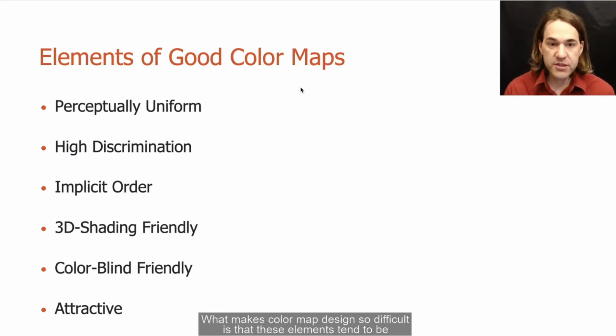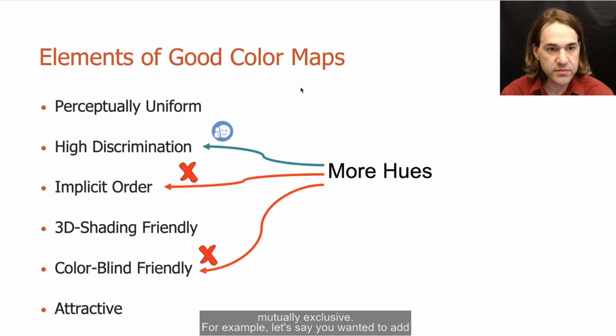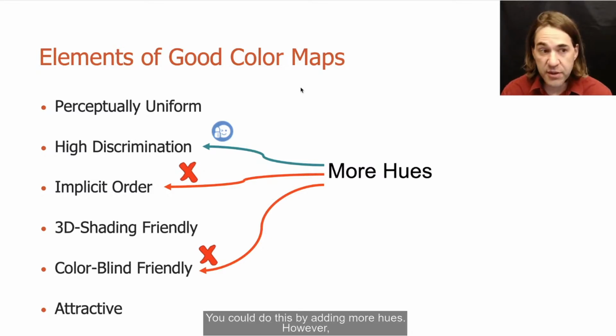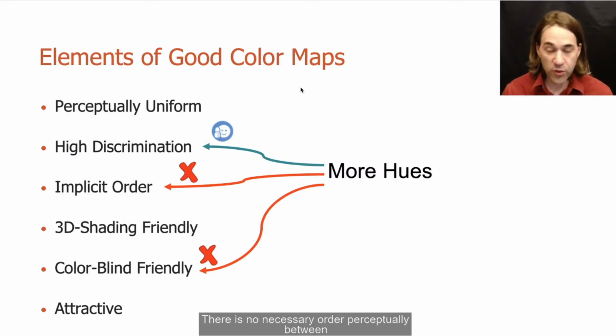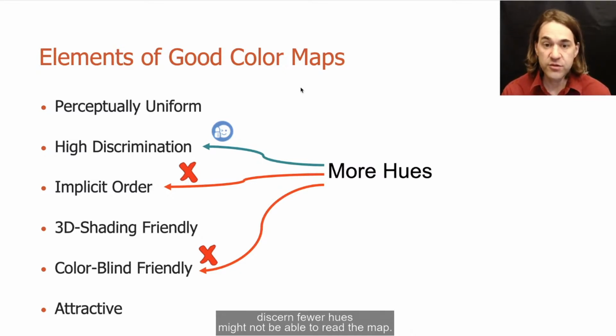What makes color map design so difficult is that these elements tend to be mutually exclusive. For example, let's say you wanted to add more discrimination to your color map to see finer features. You could do this by adding more hues. However, this tends to reduce the implicit ordering since hues don't order well. There's no necessary order perceptually between, say, red and yellow. It also means that colorblind people who discern fewer hues might not be able to read the map.